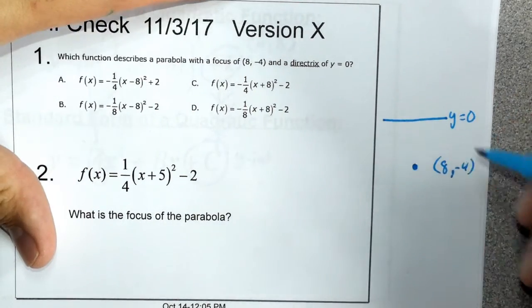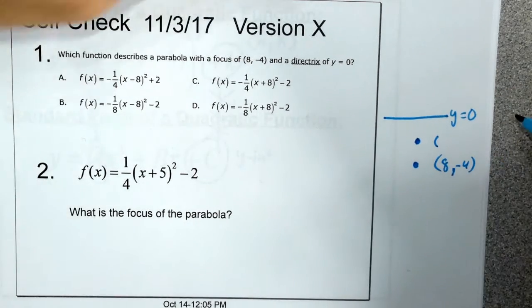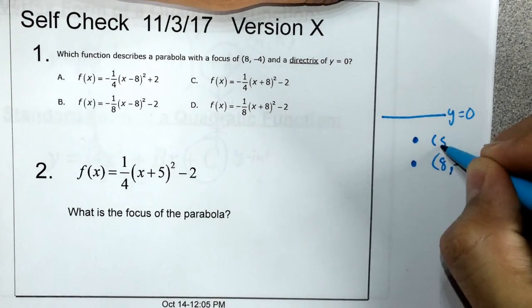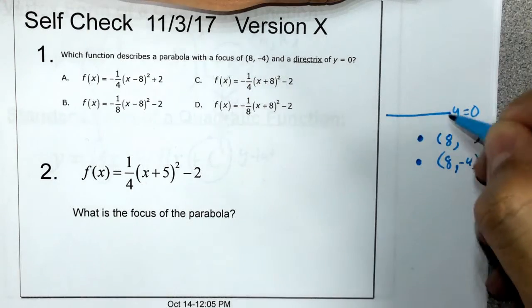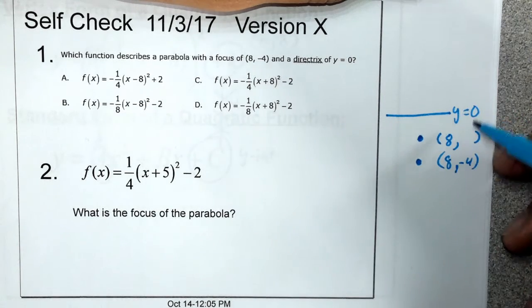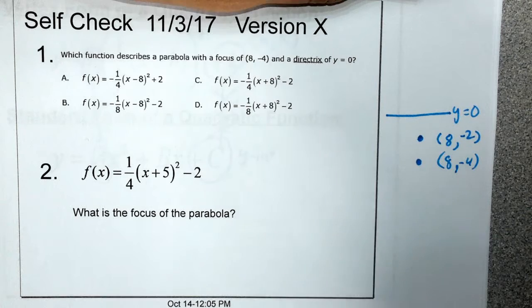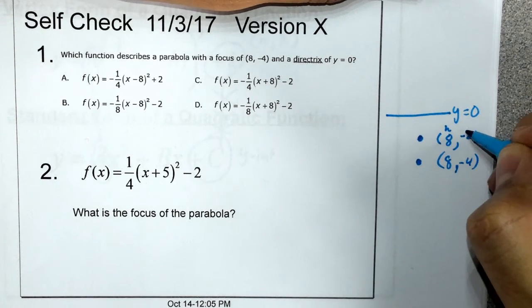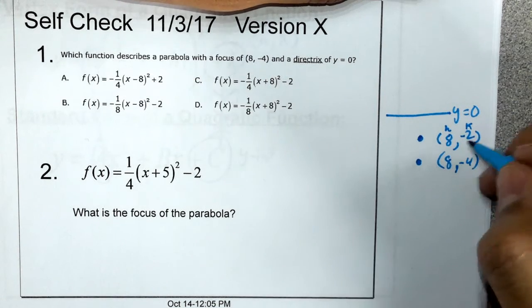That means my vertex is going to be directly in the middle of both of these. The only thing right now I know about my vertex is that h is 8. I don't know my k value or my y value because it is missing. But I do know it's right in between these. I can look at my directrix and my focus and say this is 0 and this is -4. Halfway between 0 and -4 is -2. That is the rest of my vertex. This is my h value. That is my k value. (h, k).